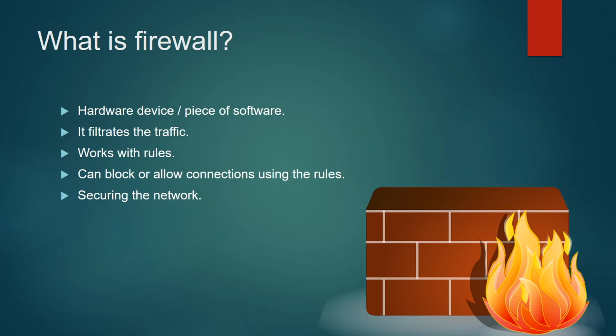A firewall is a hardware device or a piece of software whose only purpose is to filter all the traffic which is flowing by. So it's just standing at the points where there are a lot of packets, a lot of traffic, and its only purpose is to actually filter that traffic. And how does it filter the traffic? It's done by using rules which are predefined by us. So the rules can be, for example, block that connection from that IP, or whenever the connection comes on that port, block it. Or whenever the connection comes from that port, allow it.